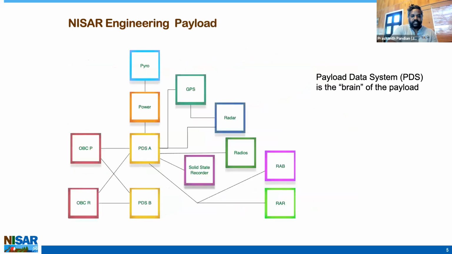So on the NASA JPL side, our main compute element, our brain, is called the PDS, or the Payload Data System. And here are some of the different devices that we've connected to. And on the other side of the spacecraft is the ISRO onboard computer here. And I haven't shown the B side components here, but there is another redundant half of this design. So these are the components that we have implemented on our side. So we have power distribution, pyros, GPS, our radar, radios, a solid state recorder for the science data, and these two large deployables that I'll get into later. Next slide, please.